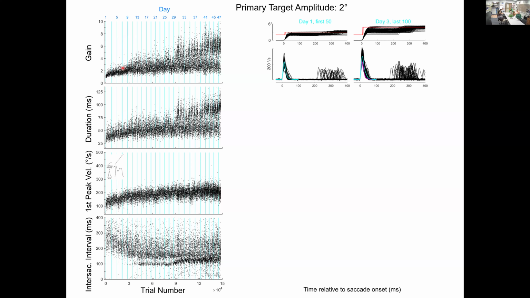Robi, may I ask a question? Sure. Just a clarification. Since the target jumps at most 100% more than the primary target, if the gain is more than 2, wouldn't that also be another error? So I don't understand how come they go up to gains of greater. Yeah, that's a good question.